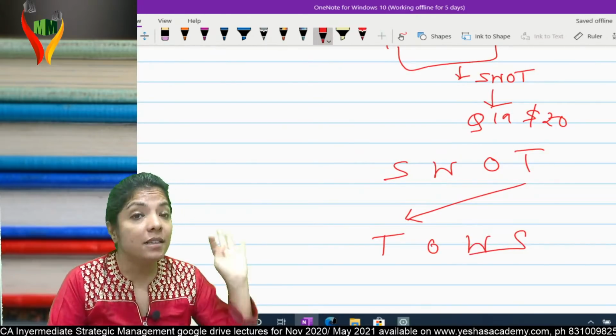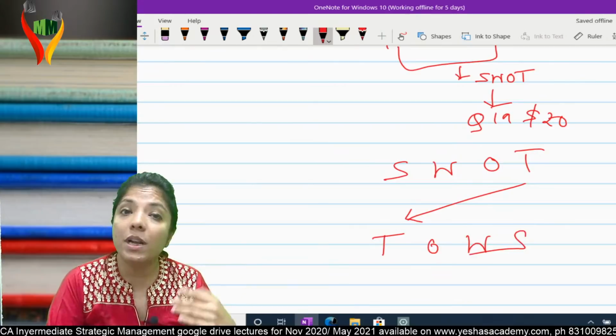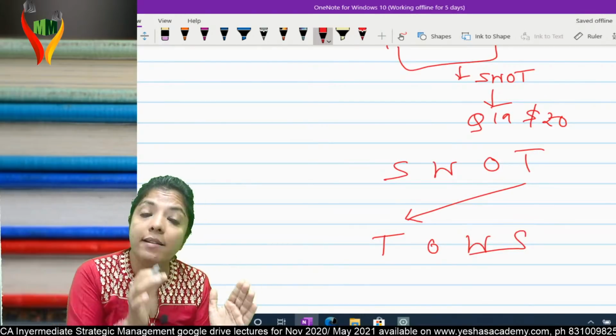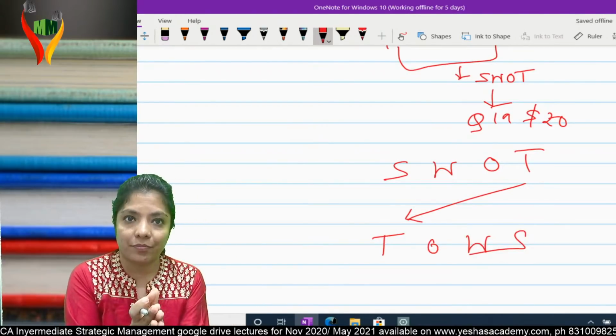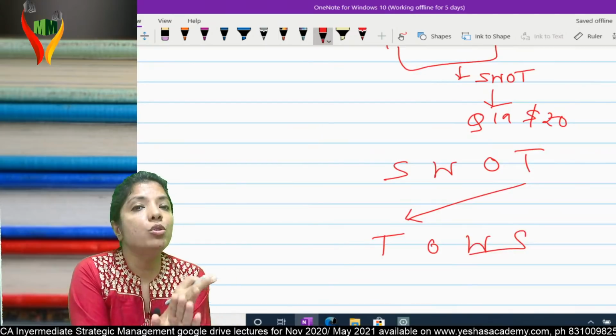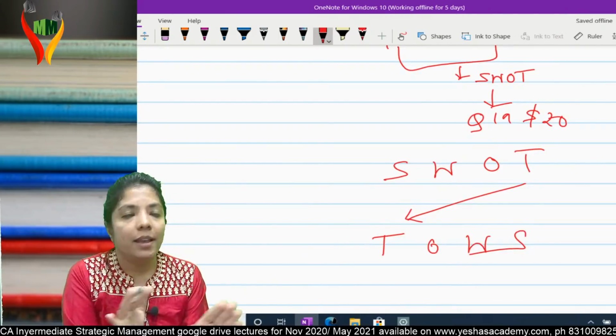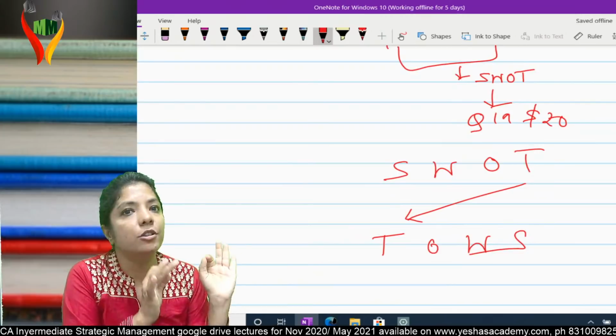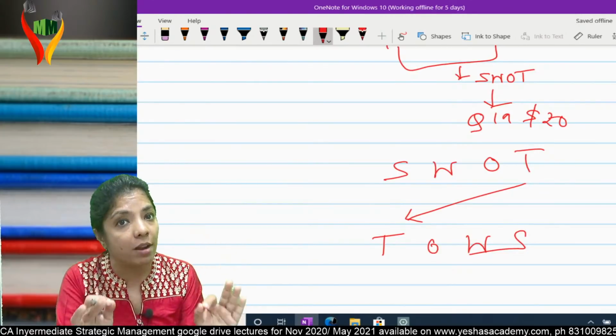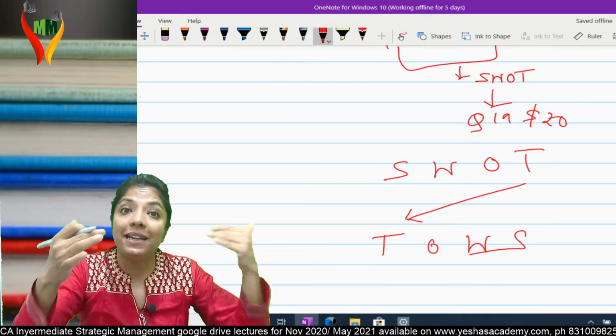Answer: what has happened? SWOT. What has SWOT done? SWOT has given us the inputs. But how to use the inputs in different scenarios is not explained by SWOT. It has been explained by TOWS.